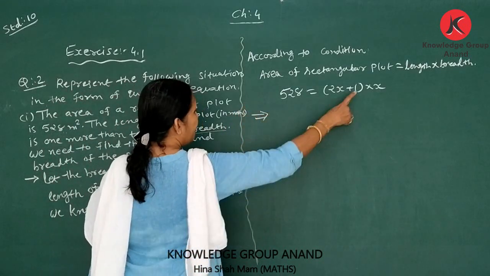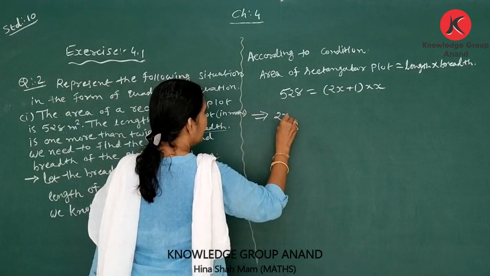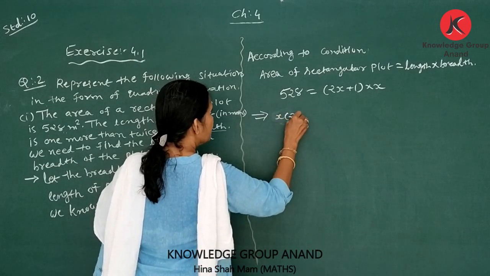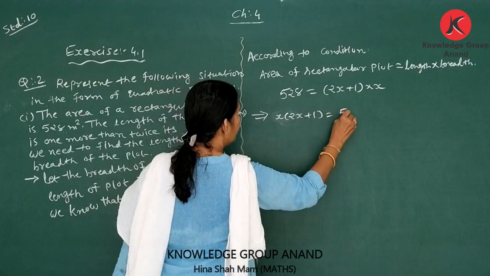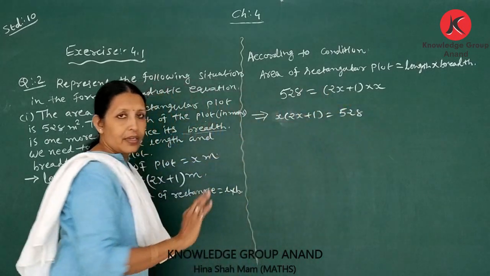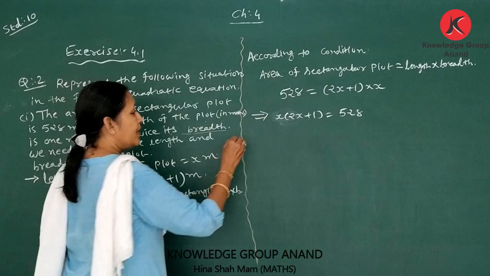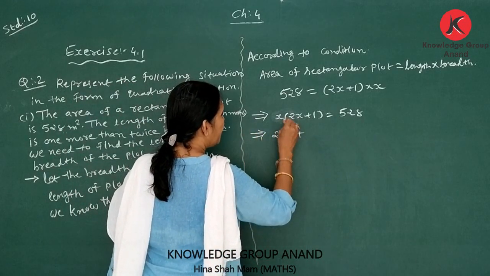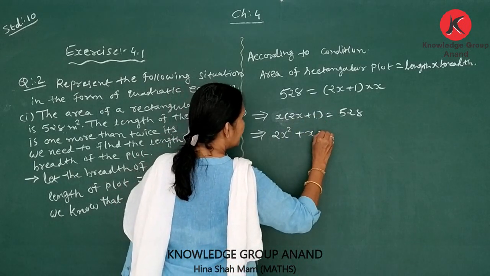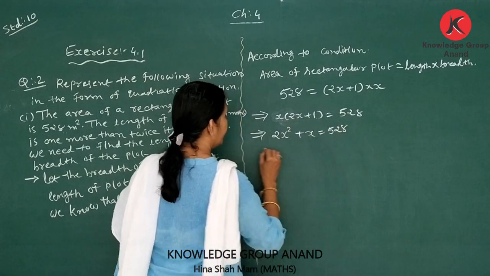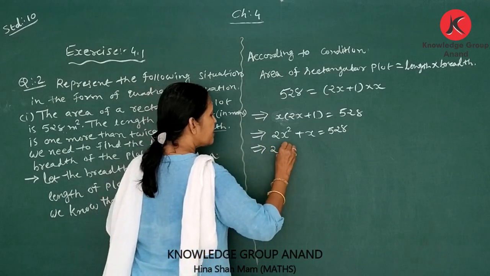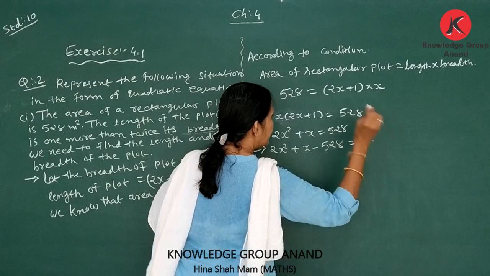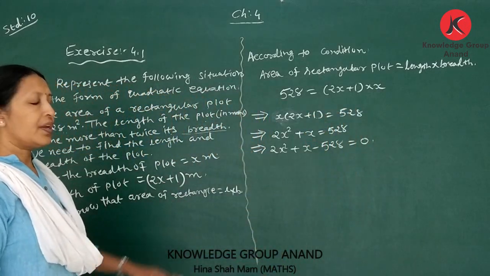We multiply: first we write x into 2x plus 1 is equal to 528. Both sides, then we simplify: 2x square plus x is equal to 528, so 2x square plus x minus 528 is equal to 0.